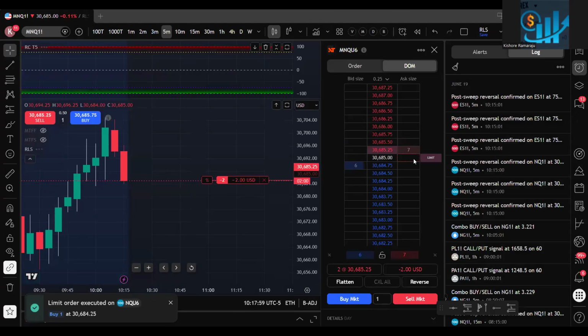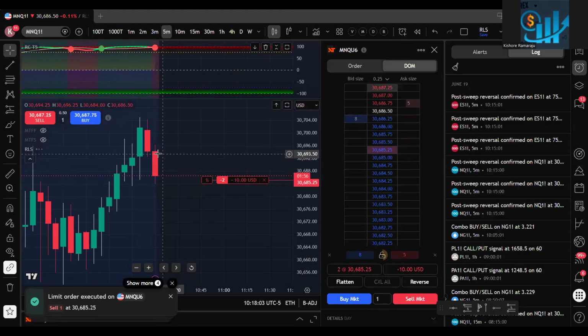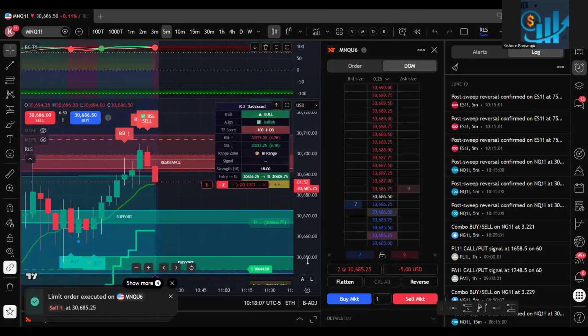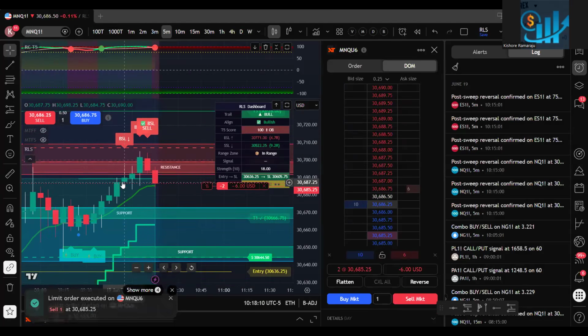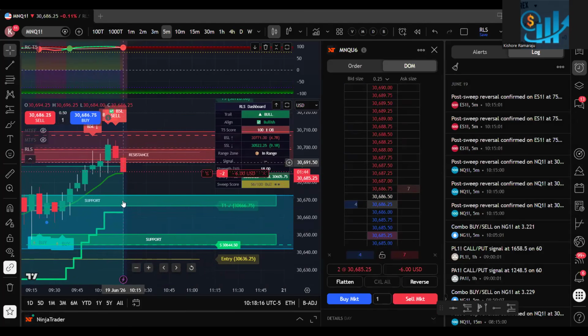So I can take some. With MNQ, you can keep adding. If some reversal, I can add another two contracts. So you got a BSL, but there is no follow up. You got a BSL and you got a BSL sell. You got a proper follow up candle.